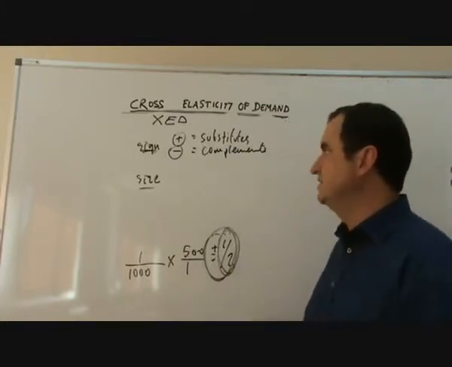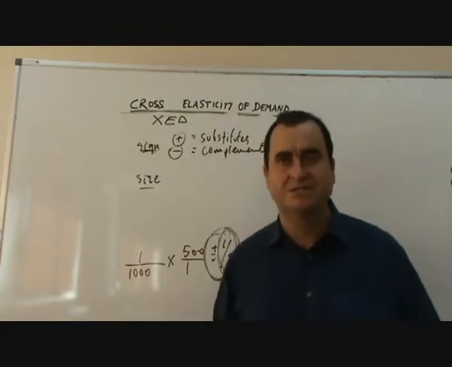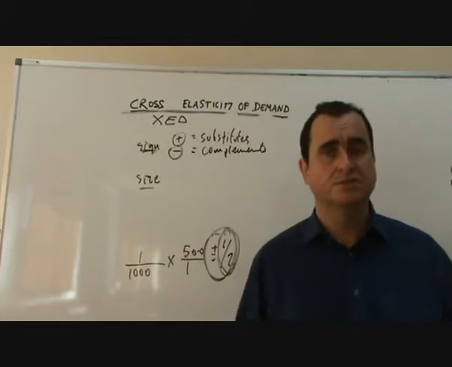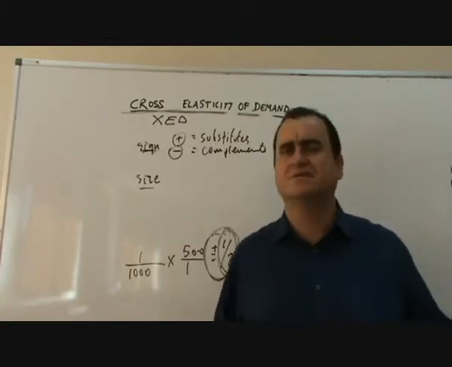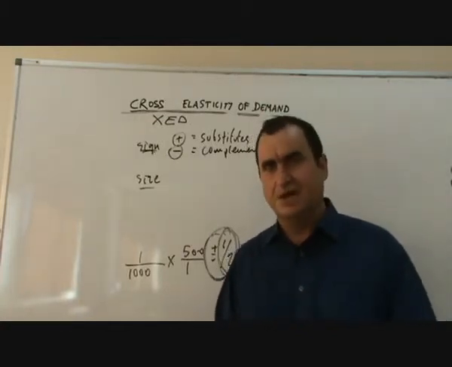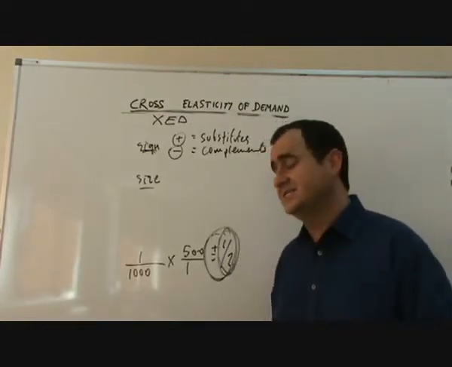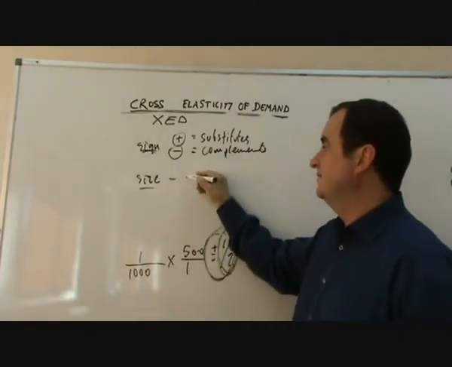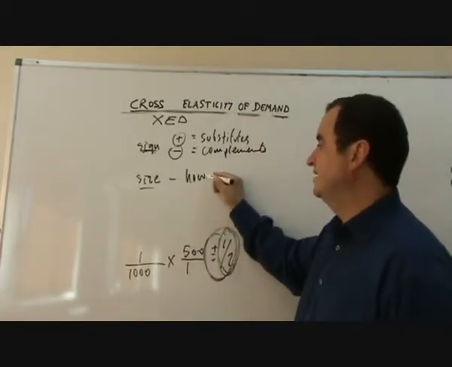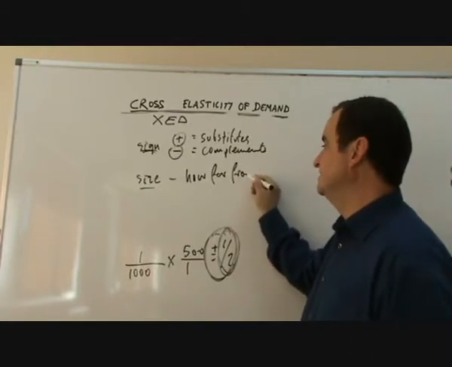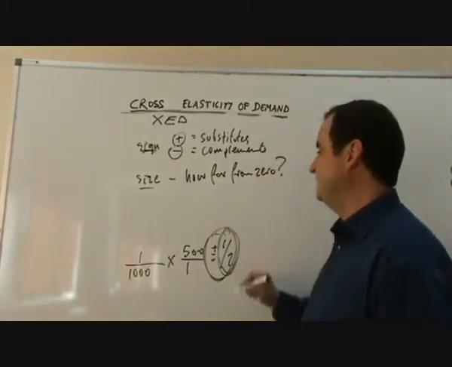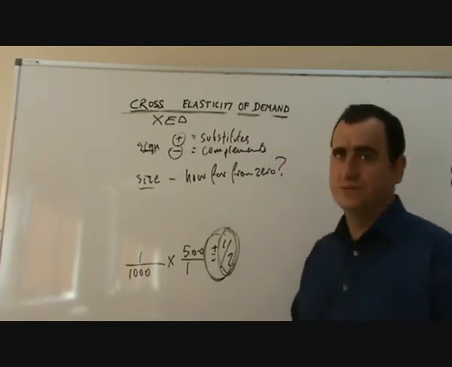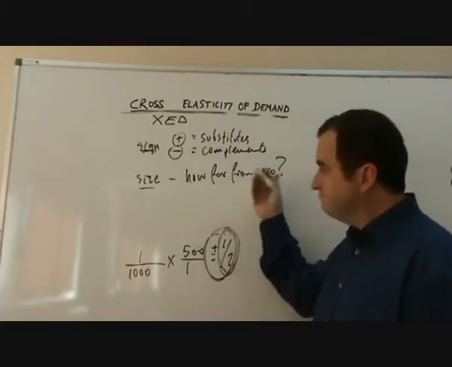So if we were studying the cross-elasticity of demand between carrots and computers, we'd probably find that XED equals 0, no relationship between those goods. A change in the price of carrots doesn't affect our demand for computers. Okay, so like income elasticity of demand, very important you look at sign and size. Size, we just have to ask kind of how far from 0. The further from 0, strong relationship. Near 0, weak relationship. Okay, so there we are.